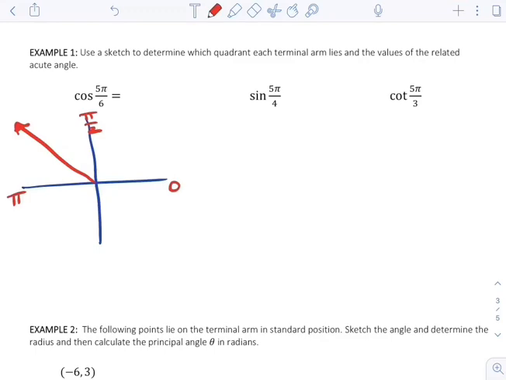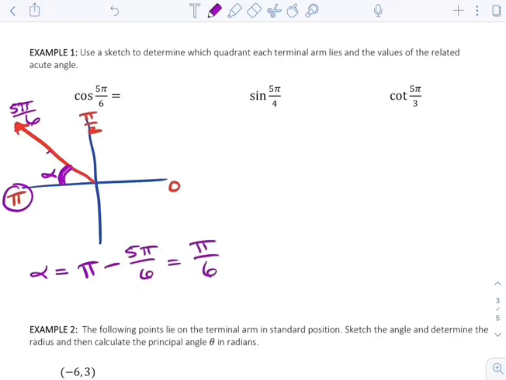Next, it says also find out the related acute angle. So remember, the related acute angle is the angle that's created right in here. So I'm looking for the related acute angle. Well, it's got to be the difference between pi and 5 pi over 6, where this one ends, right? I'm looking for the difference. I'm looking for the section that's in between those two. So when I subtract those ones, pi over 6.